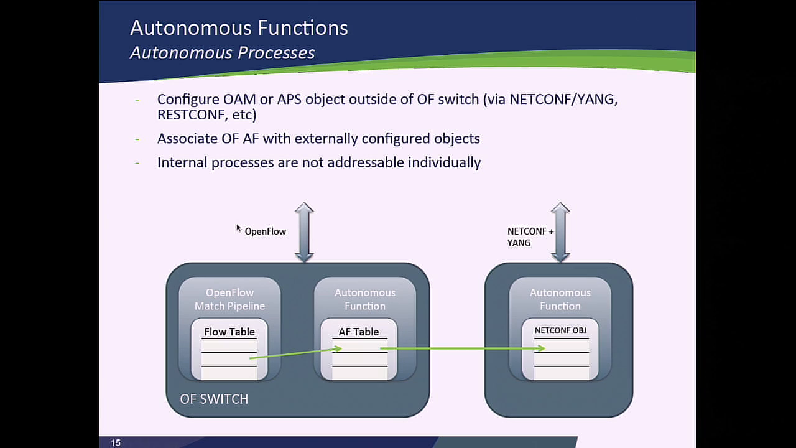So as a closer look at the autonomous function, as I mentioned, the function itself is pre-configured with whatever is necessary, NETCONF or OpenFlow, and then it's associated with the externally configured object and addressed by a reference within the match action table. And it's, again, important to note that the processes internal to the autonomous function are not accessible, and there are no parameters that are set.